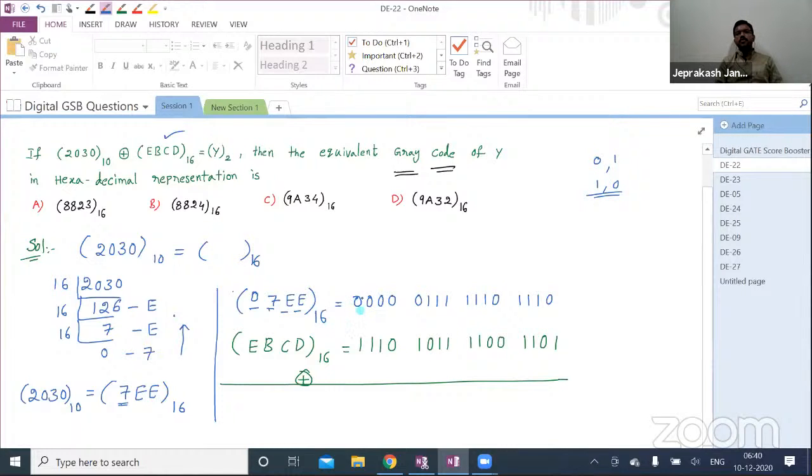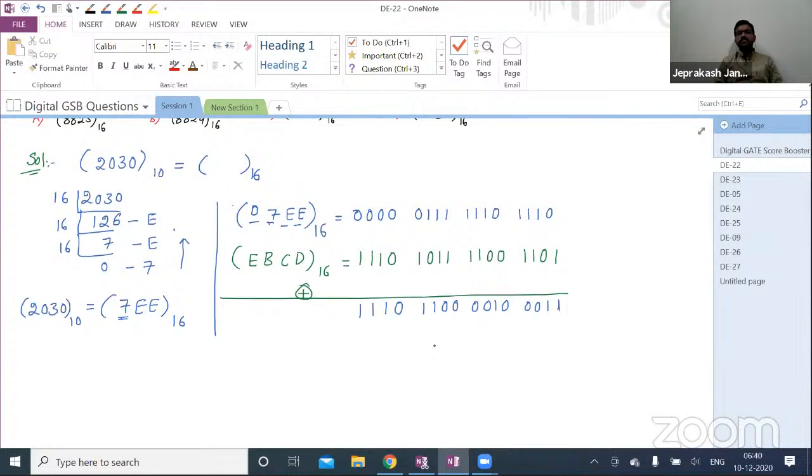Since you have only 2 inputs, if the bits are not the same, then you will get output 1. If the bits are the same, you will get output 0. So like that, 0 XOR 1 is 1, 1 XOR 0 is 1, 0 XOR 0 is 0. Continue the process. All of you write the corresponding XOR output: 1, 1, 0, 0, 0, 0, 1, 1, 0, 0, 0, 1, 1. So this is the binary code.